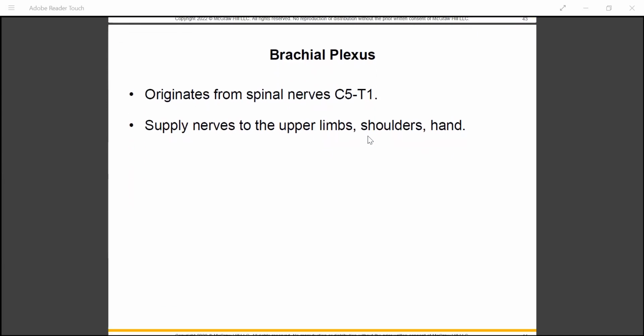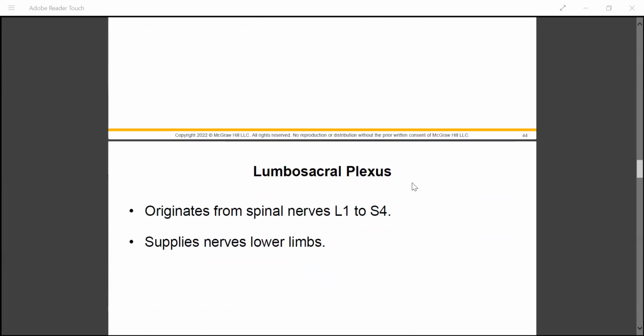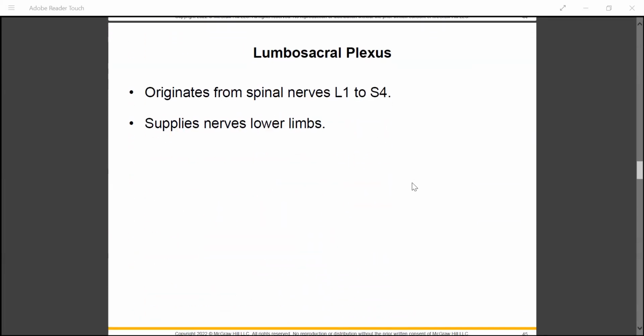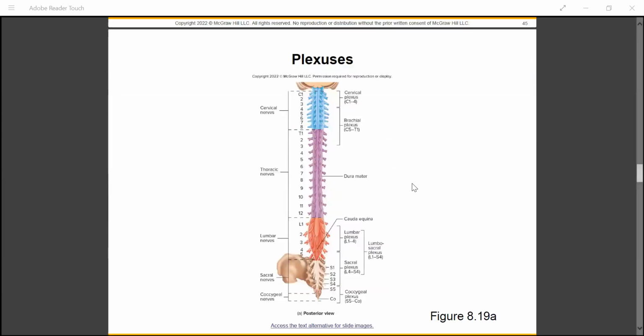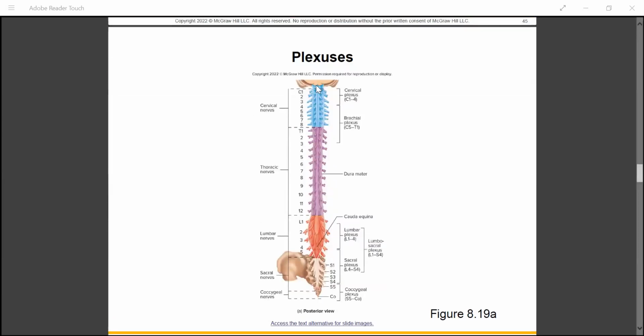Our brachial plexus, super important. It's going to originate all the way from C5 to T1, and that's going to supply our nerves to the upper limbs, shoulders, and hands. So pretty much our entire upper body is going to originate at the brachial plexus. Then we jump all the way down to the lumbosacral plexus, which is from L1 to S4, and this is going to supply our lower limbs. We kind of jump past thoracic because it has a different role. So you see, a plexus is just a grouping of nerves. We have our cervical plexus, our brachial plexus, our lumbosacral plexus.